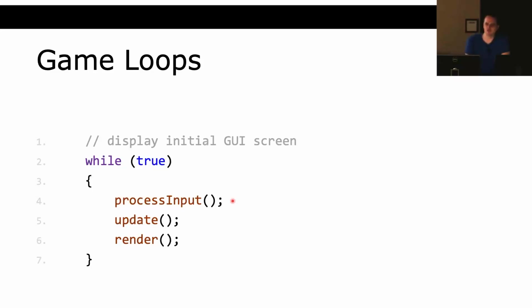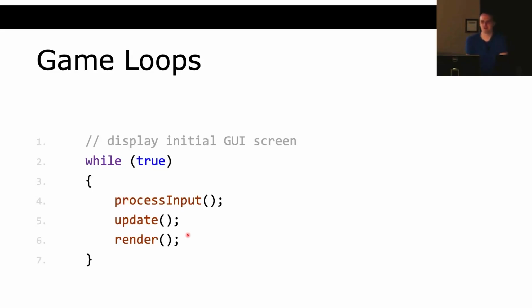So we process the user input, then we use that input to update our internal game state. Okay, the user pressed the right key, so the player is going to move to the right by some amount. Oh, look, there was a collision with a wall, so we pushed him back out of the wall. And then based on the result of that update, we take the game state and draw it to the screen.